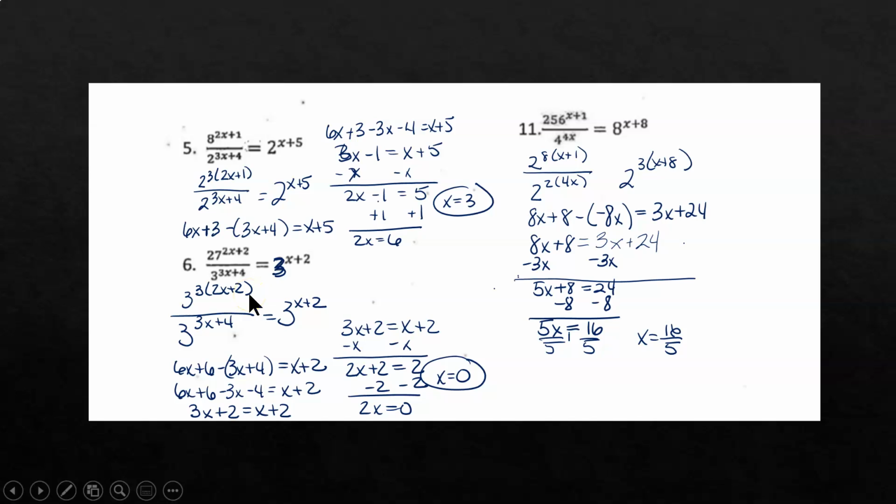Number 6, I made everything have a base of 3. I compensate by multiplying whatever power it goes to. Then I subtracted to divide. So I have 6x plus 6 minus the quantity of 3x plus 4 equals x plus 2. When you solve, you get 0. Number 11, I made 256 into 2 to the 8th and 8 into 2 to the 3rd. Then I subtracted, and I got 16/5.